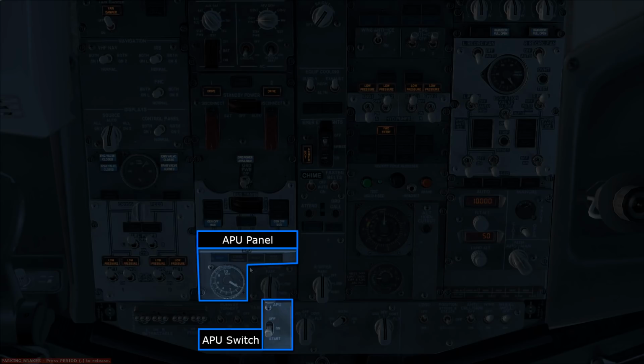So as the APU begins to start, you'll notice that the low oil pressure light will come on. That's normal and to be expected as long as the light doesn't stay on. You'll also notice that the exhaust temperature gauge begins to rise. Now if there's any other fault, the relevant warning lights will come on and the APU will automatically shut itself down. Once the APU is running, to turn it off, simply move the switch back to the off position.